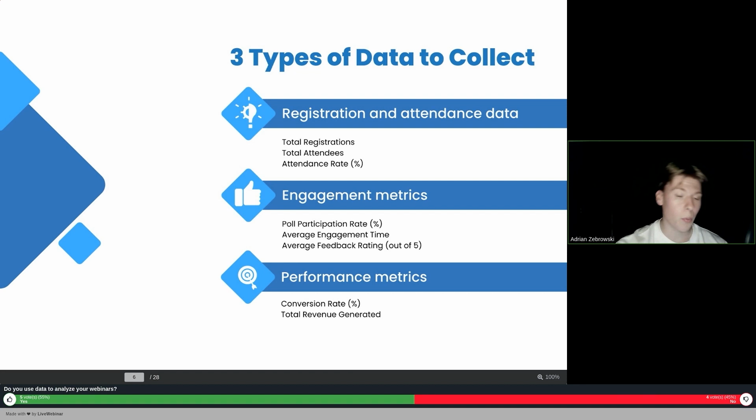But it's also important to have total revenue generated in mind, which again circles back to the idea that I introduced just a moment ago, with people running webinars mainly for side hustle or business purposes. So again, that's another type of information that you have to be aware of when running webinars.